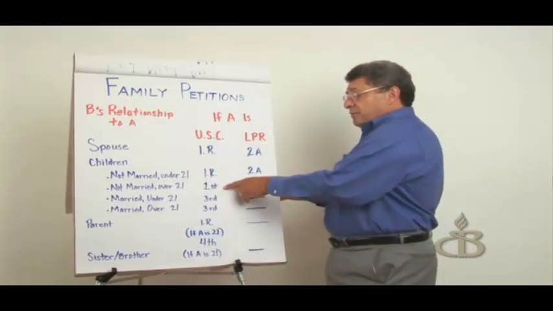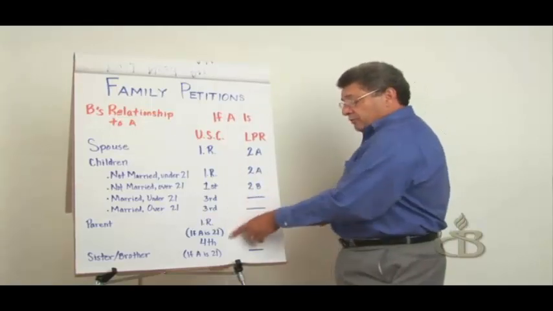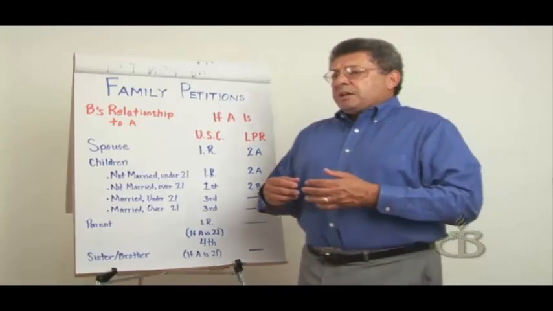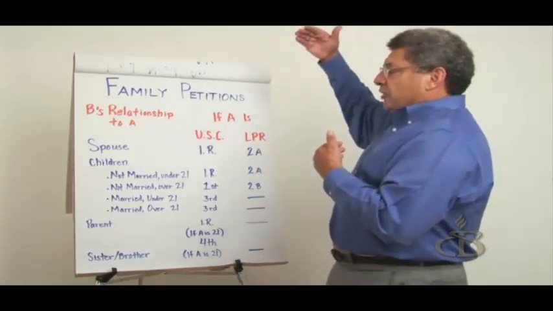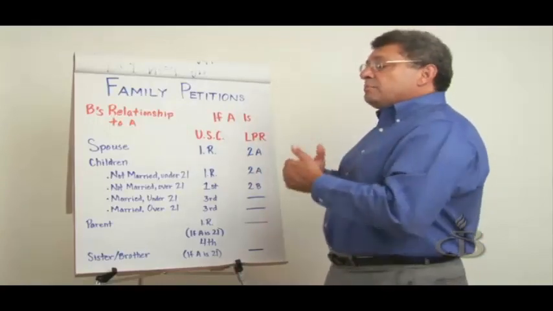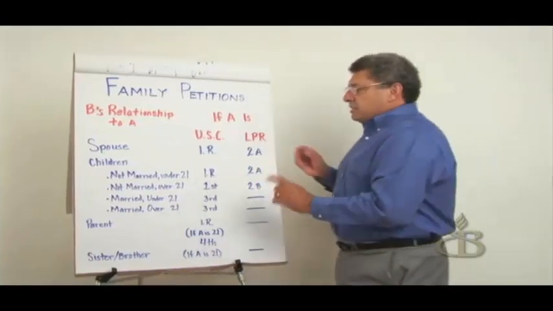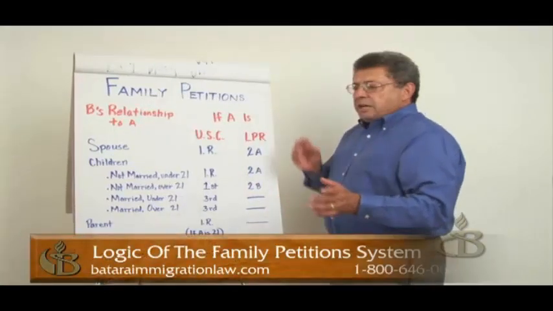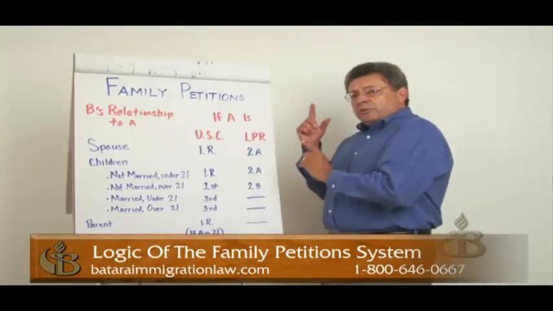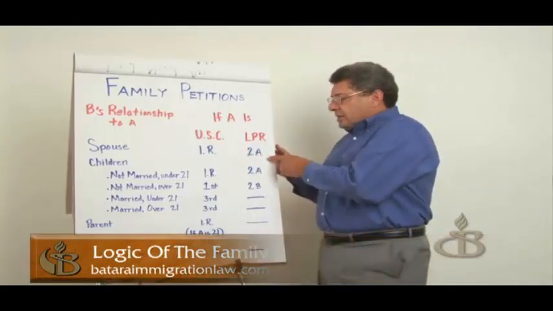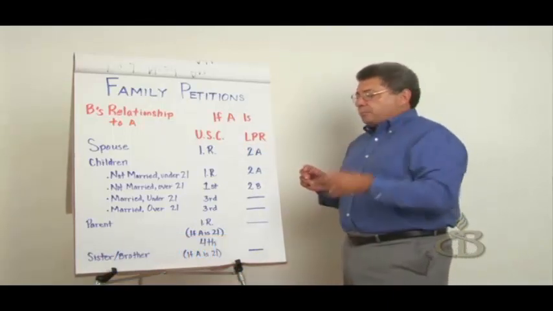There's a first preference, there's a second preference, 2A and 2B, there's a third preference and a fourth preference. And the logic behind that means that the ones that are higher up, the first rather than the fourth, should move quicker through the immigration process. Let's look at some of the differences. If you're immigrating a spouse as a United States citizen, they're an immediate relative. You can move it quickly. If you're a lawful permanent resident, it's gonna take some time. You're gonna have to go through the 2-step process.